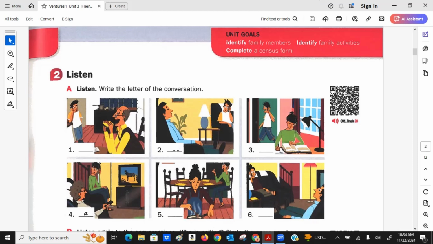Conversation A. Hello? Hi, Louisa. This is Mrs. Brown. Is your grandmother home? Yes, she is. She's watching TV. Can I talk to her? Sure. Just a minute.